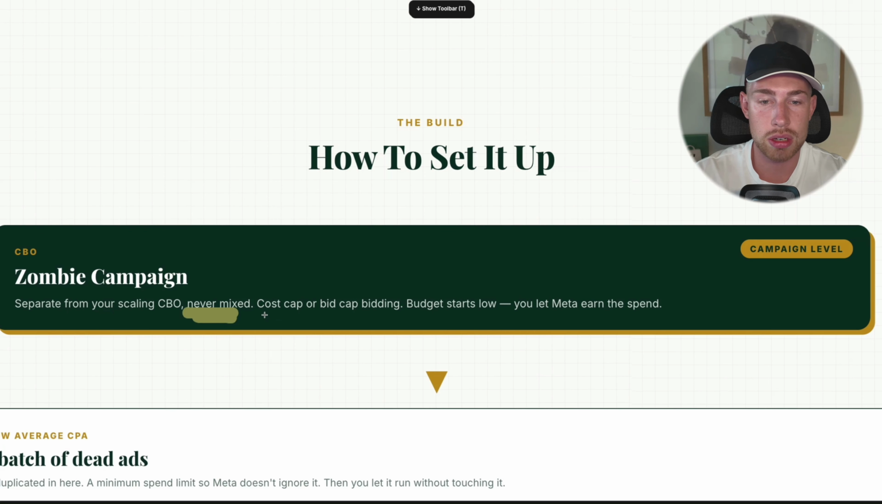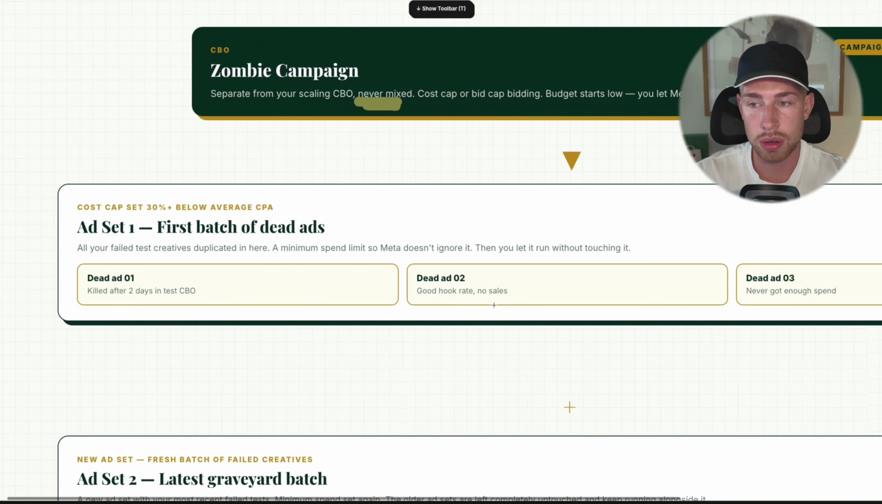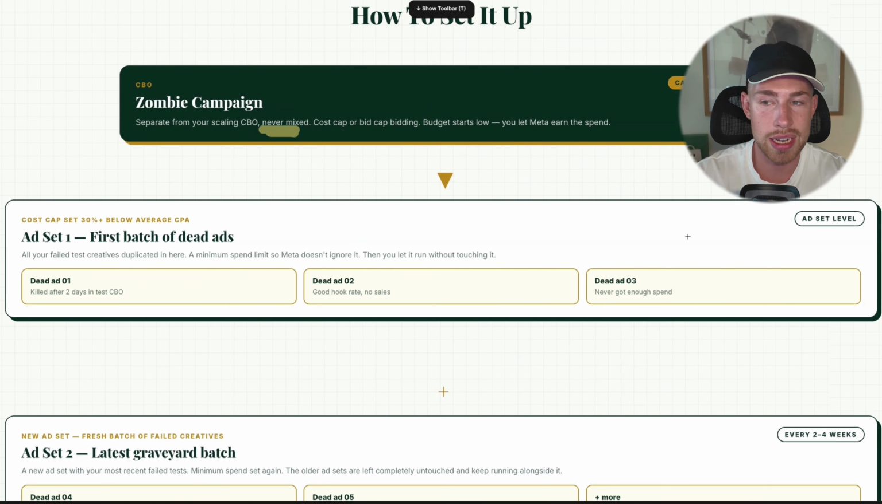And it's very important that you use bid cap or cost cap, and the budget you install starts low, because you let Meta earn the spend. So how are we going to do this? We have a CBO, and then on the ad set level, we start ad set 1. This is just existing with all the dead ads, the first batch of dead ads until now. So all your failed test creatives are duplicated in here. Set a minimum spend limit so Meta doesn't ignore it, and then you let it run without touching it. You put the cost cap at 30% below average CPA. That's how you install it.